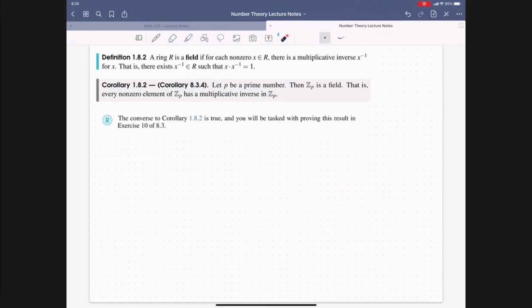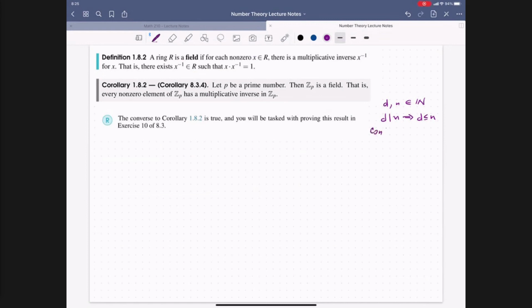And that's what this corollary is going to get at. If p is a prime number, then the integers modulo that prime is a field. The converse to this statement is also true, but this is going to be left for homework, specifically exercise number 10 of 8.3. But we will go ahead and prove this corollary. Before proving it, I want us to recall the following statement. Let D and N be natural numbers. We know that if D divides N, then D is less than or equal to N.